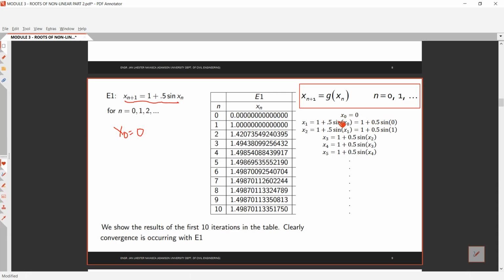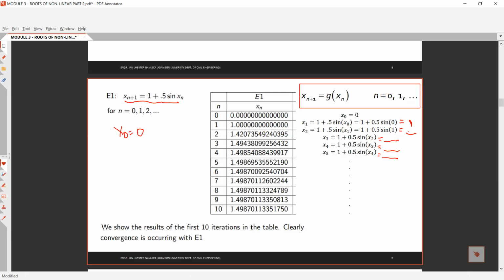The value of this is 1. Then after that, you plug it back in again for x sub 2. So 1 plus 0.5 sine of x sub 1, you have 1 plus 0.5 sine of 1. After getting the values here, plug it again into the next answer, 1 plus 0.5 sine of x2. Plug it in again, 1 plus 0.5 sine. Until it converges.